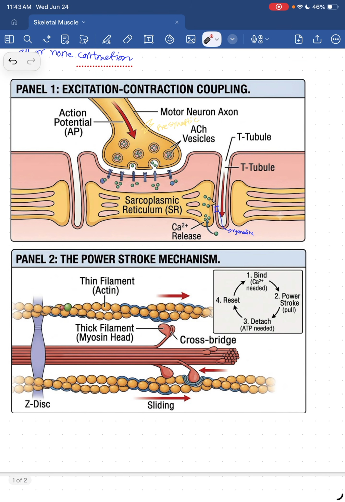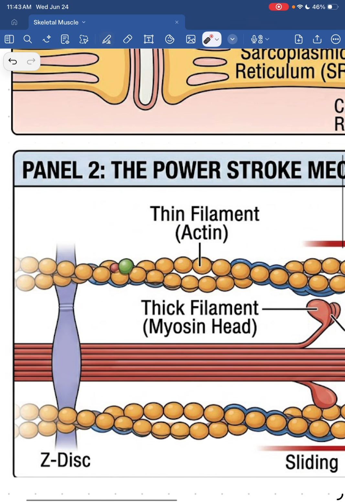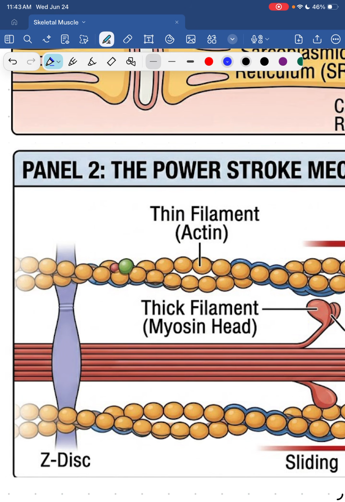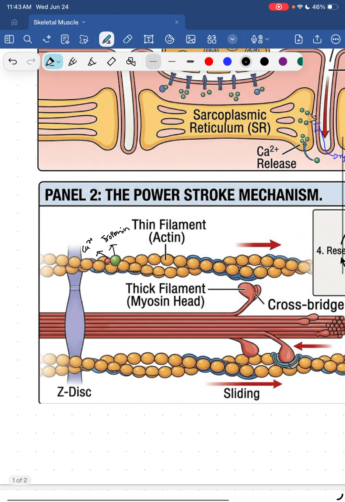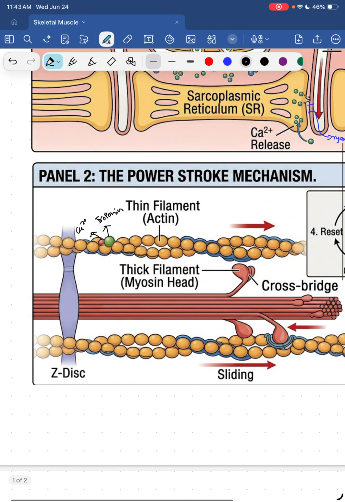calcium needs to bind to something for the muscle to actually contract. And what they bind to are these guys right over here. And these guys are known as troponin. And this little red guy is our calcium. Once calcium is bound to troponin, it causes a second thing to happen.